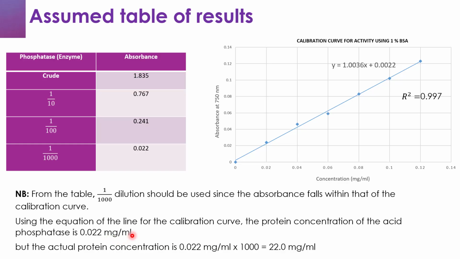But what we also have to note is that we made a dilution of our crude enzyme, so the actual protein concentration for the crude enzyme will be this value obtained multiplied by the dilution factor, which is 1000. So you get 0.022 milligrams per ml times 1000, and this will be equal to 22.0 milligrams per ml. So the actual protein concentration of our acid phosphatase is 22.0 milligrams per ml. Thank you.